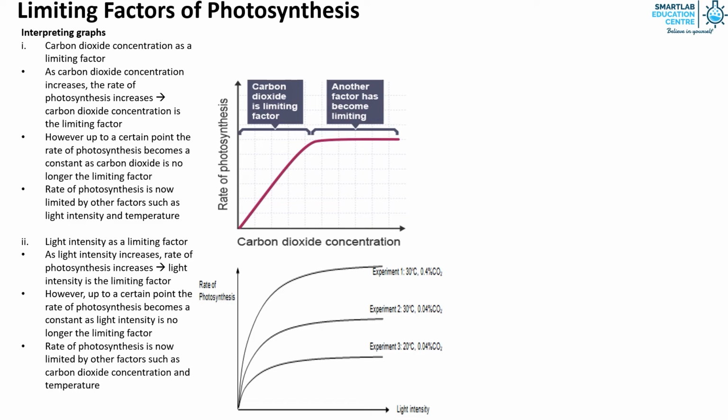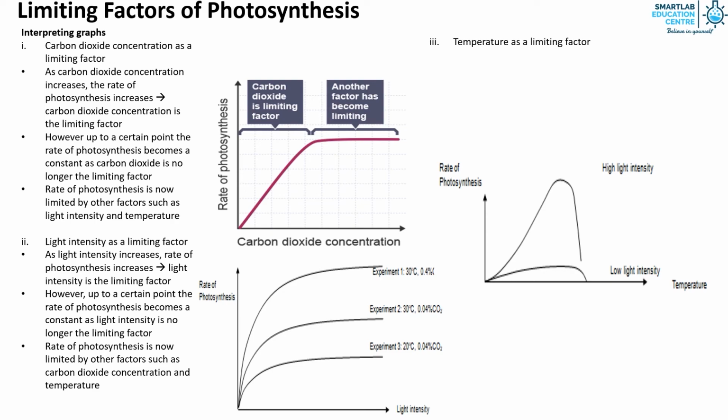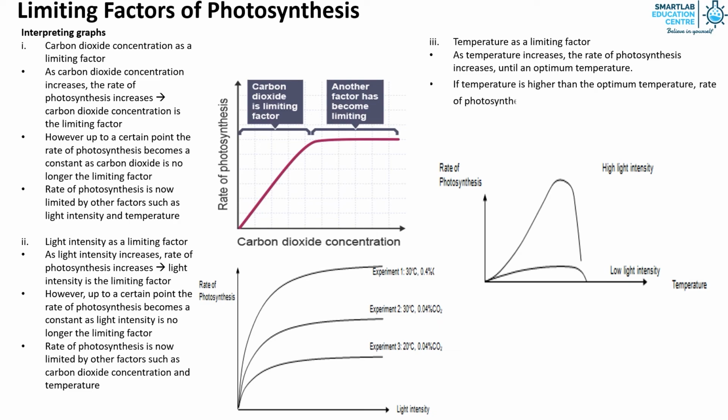Lastly, we have the graph of rate of photosynthesis against temperature. As temperature increases, the rate of photosynthesis increases until an optimum temperature. If temperature is higher than the optimum temperature, the rate of photosynthesis decreases due to denaturation of enzymes.